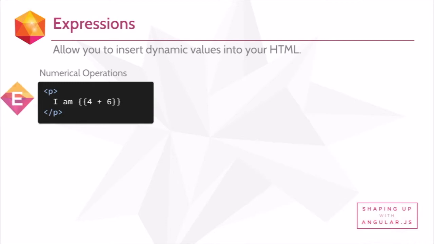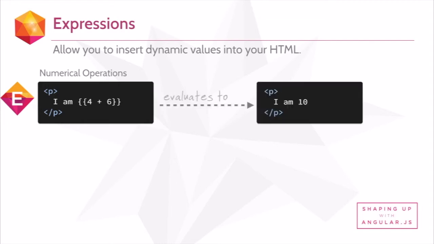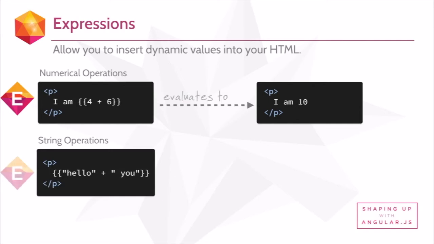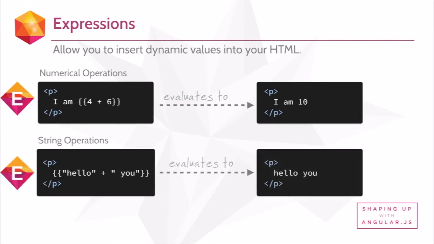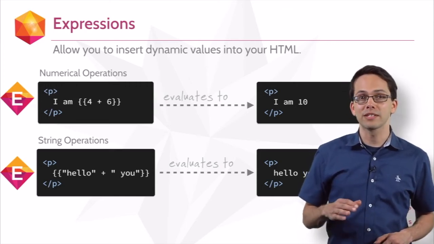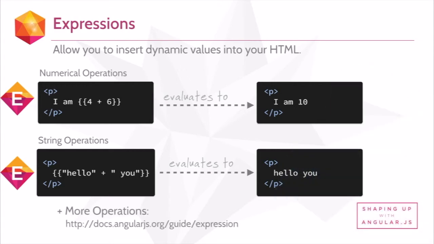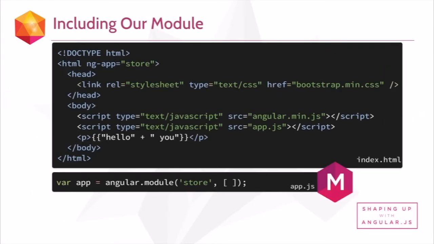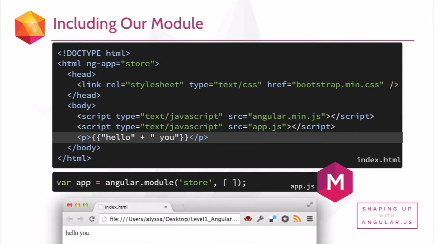Here's some basic ones, just using numerical operations. So if we say I am 4 plus 6, that's going to render out on the page as I am 10. We could also do string operations, saying hello plus you, and that's going to evaluate to hello you, as you might expect. We'll be using lots of expressions inside of our Angular application, but for more examples, check out this URL. So if I move hello you into our Angular application and I load it up locally in my browser, I'm going to get hello you, just as you might expect.